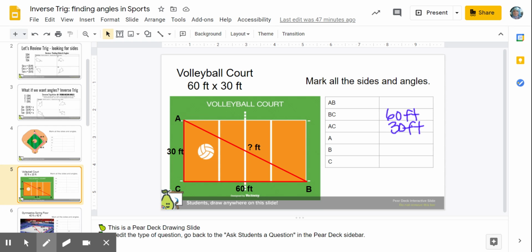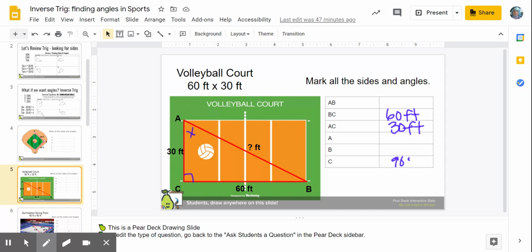What else do I know? Angle C is a right angle. And in all of these, you're going to have a right angle somewhere. The trick is to find it. Oh, not 90 feet, 90 degrees. So now what? We do have to find angle A and B. I heard you say A first, so let's put an X there.